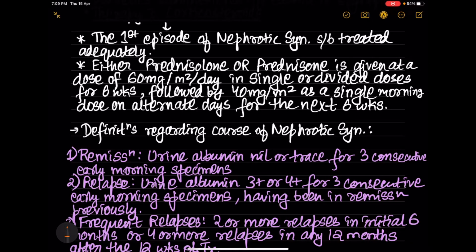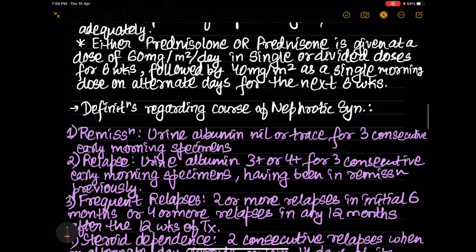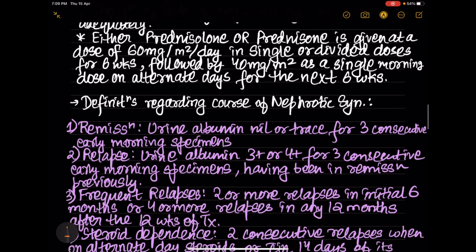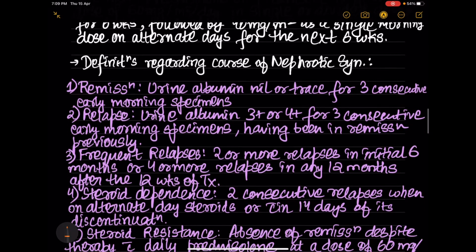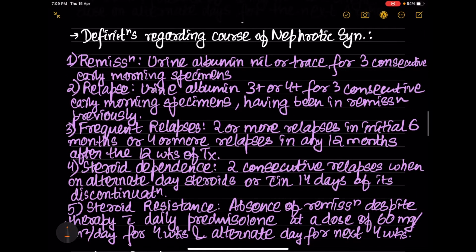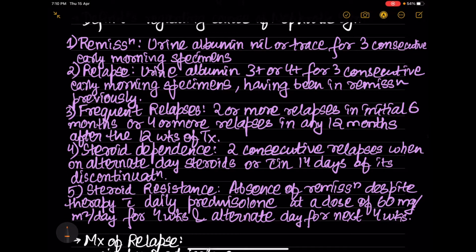Now coming to the definitions which are important regarding the course of nephrotic syndrome and are very much asked in university exams. So let us see those definitions. First is remission. When do we say remission? When the urine albumin is nil or trace for 3 consecutive early morning specimens, then it is called remission. Coming to relapse, that is urine albumin 3 plus or 4 plus for 3 consecutive early morning specimens having been in remission previously.